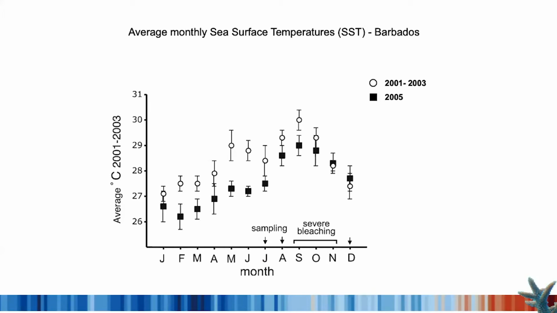So what was going on was the host was even tracking that stress before it was visible to the naked eye. So the corals hadn't bleached yet, but the symbiont communities within those corals were already starting to change, with D1A increasing in prevalence in those corals.